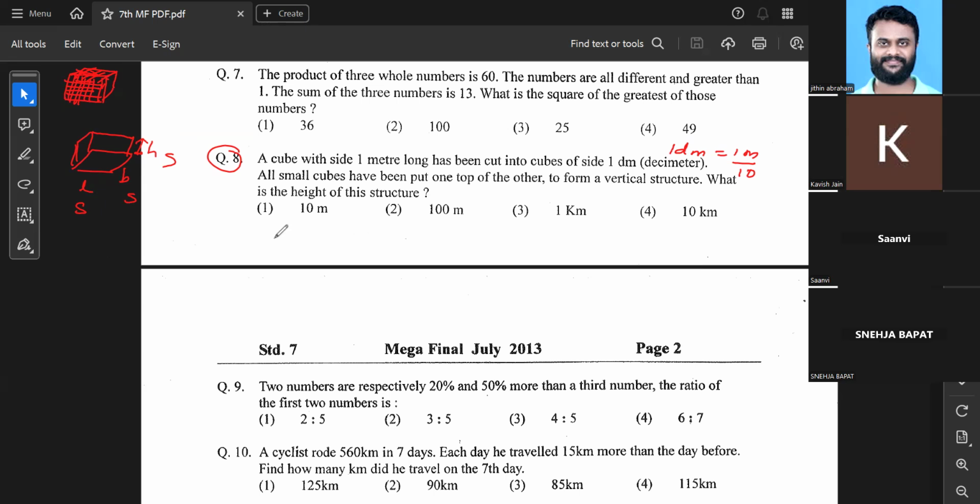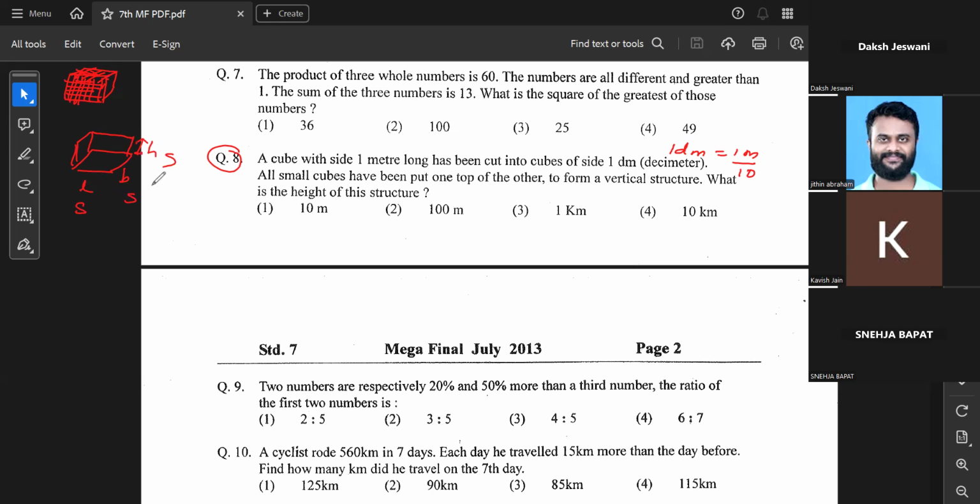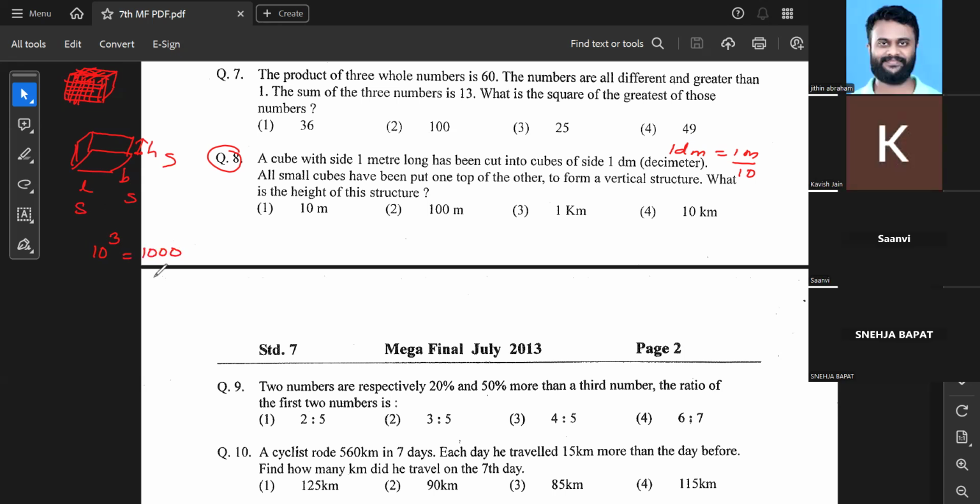So my point is, how many cubes will be made? Like how many cubes are you going to get? How will you find it? The answer is very simple. Pay attention. Since it is cut from all three sides, you can consider 10 raised to 3. That is, it is going to be divided into 1000 parts. This is a technique: since it is cut along three aspects, hence raised to 3.